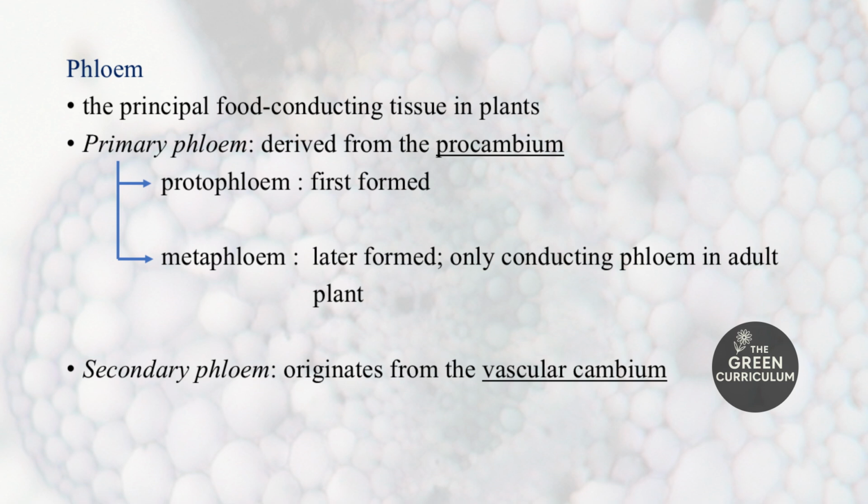Okay, so phloem can be classified into two based on the origin. Primary phloem, which is derived from procambium, that is the meristematic tissue, and secondary phloem, which originates from vascular cambium, the cambial ring which is formed during the secondary growth of a plant.